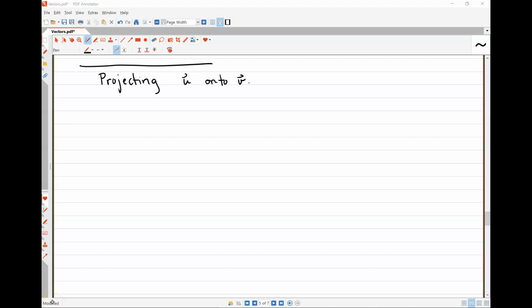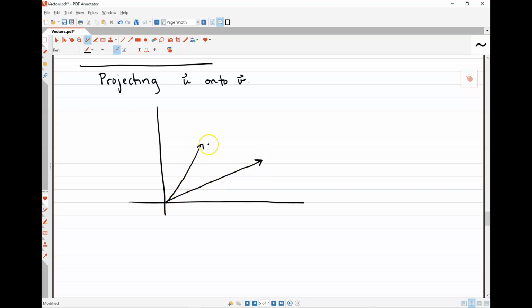In this video, we're going to do something really nifty. We're going to project one vector onto another. So just to get started, let's draw some pictures. We're sitting out here on the Cartesian plane. Say we have a couple of vectors. We'll call this one u and this one v.